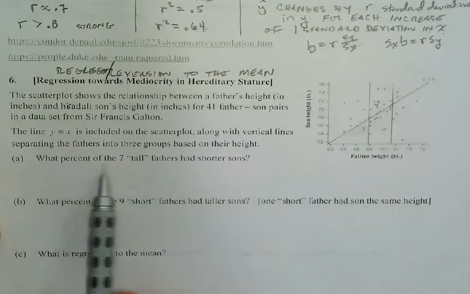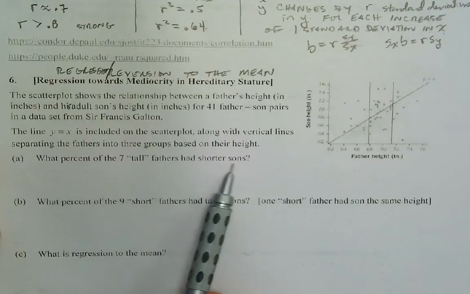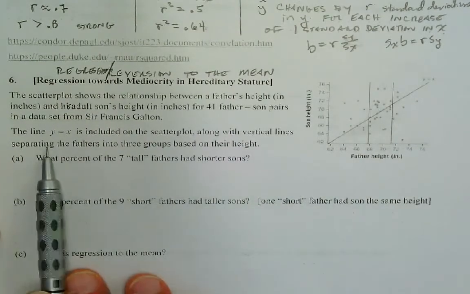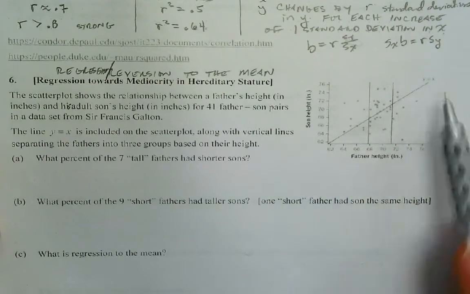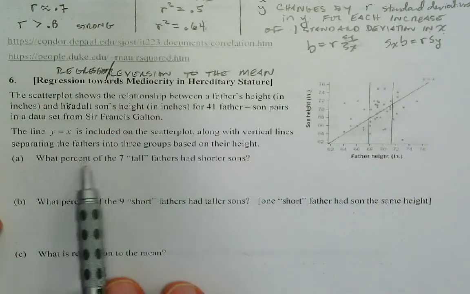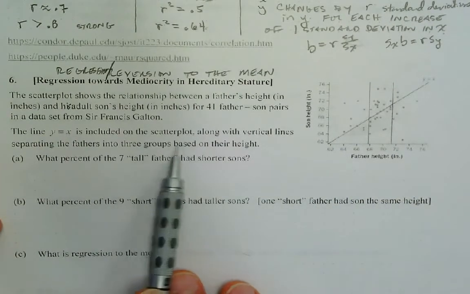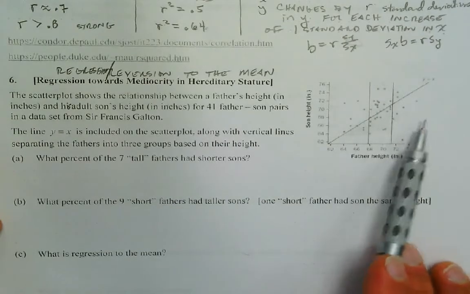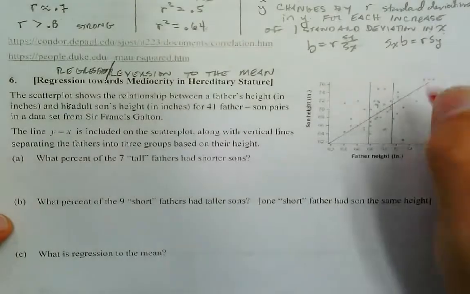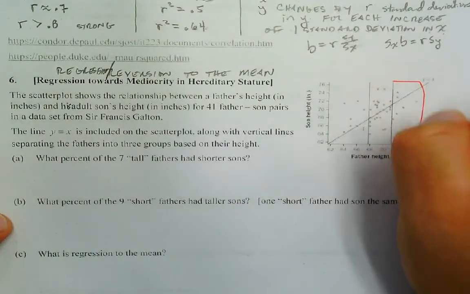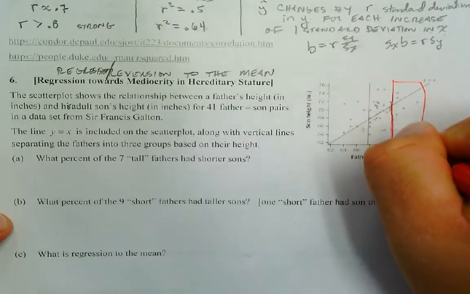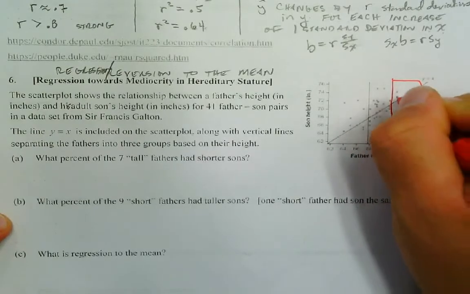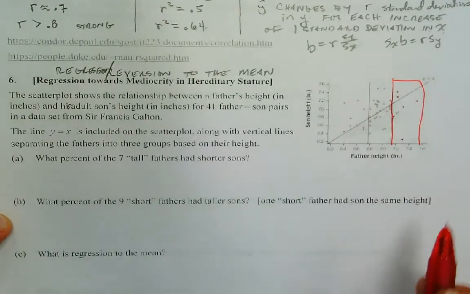All right, so what percent of the 7 tall fathers had shorter sons? Well, how do we read this? We've got this line y equals x, and vertical lines separating fathers into 3 groups based on their height: short, moderate, tall. What we see is the 7 tall fathers were in this group: 1, 2, 3, 4, 5, 6, 7. So there are my 7 tall fathers.